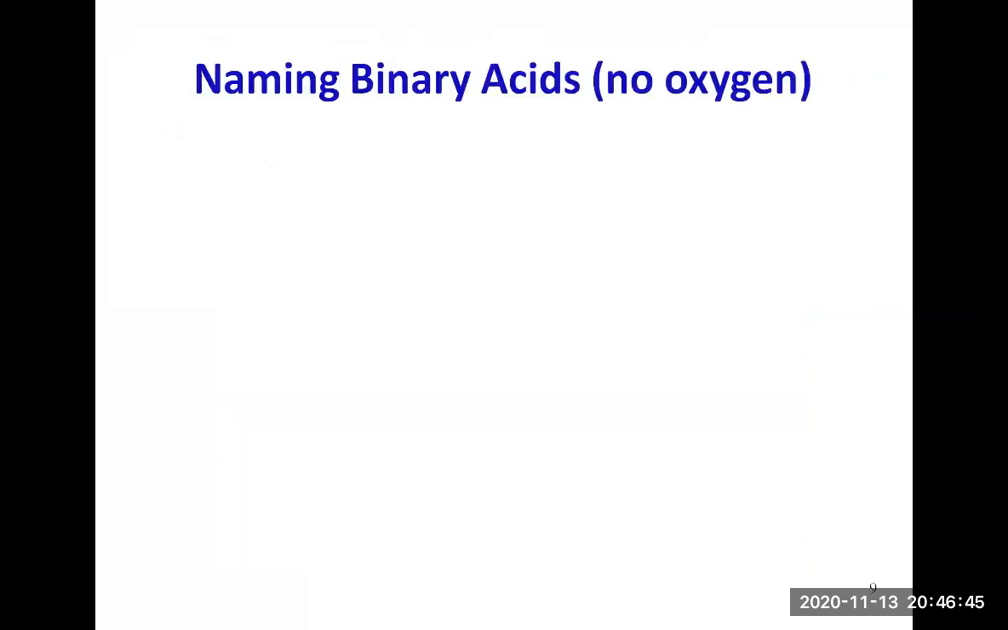So, naming binary acids that contain no oxygen. For example, HCl is a binary acid. It's called hydrochloric acid. Because it's a binary acid, you need the prefix hydro. Then you take the root or the base name of the nonmetal, and here chlorine, so it's chlor, and you change the ending to -ic. So hydrochloric, and you finish with acid. Hydrochloric acid.